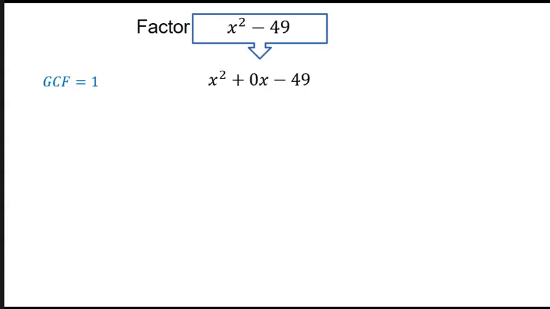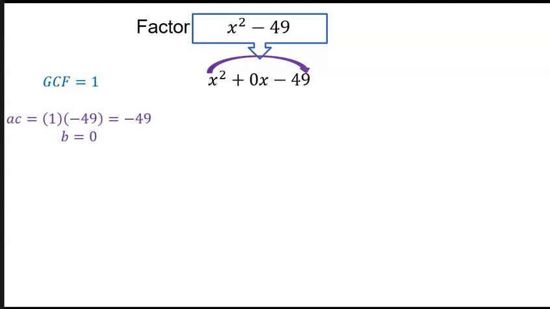To make this expression look similar to the other ones that we have done, I'm going to rewrite it as x squared plus 0x plus negative 49. Since there wasn't a value for b listed, there was only a value for a and c in my original expression, I know b is equal to 0. Once I multiply a and c together, I can see that I need to find two numbers that have a product of negative 49 and a sum equal to 0.